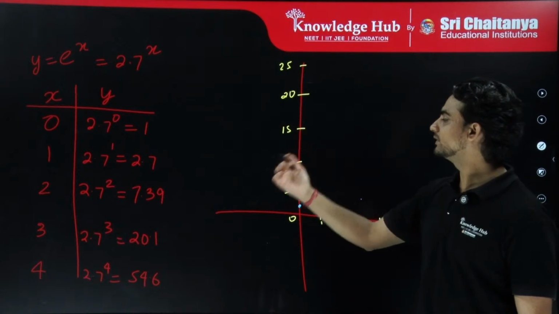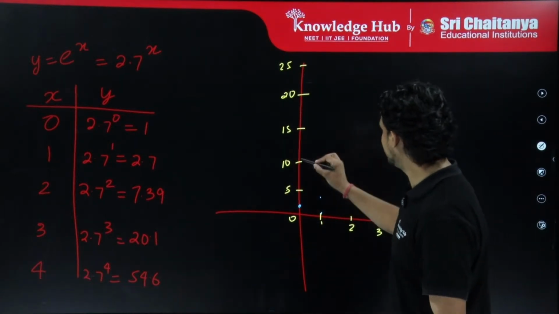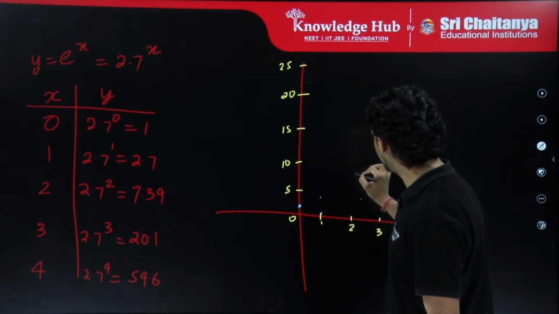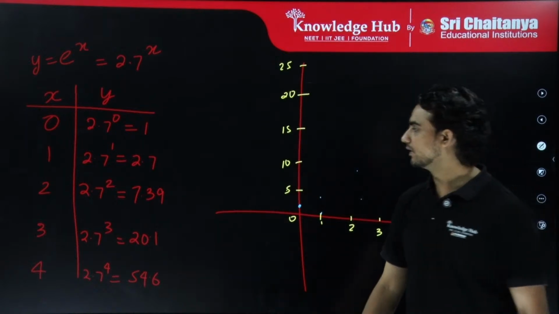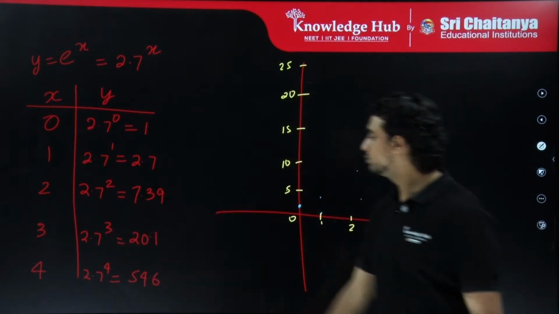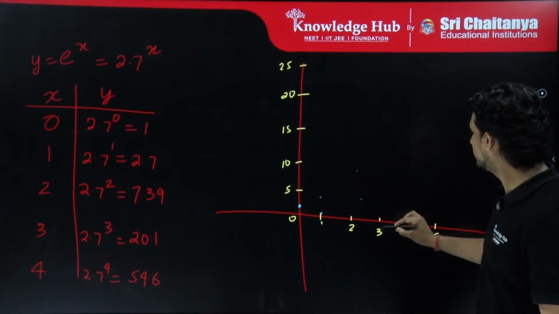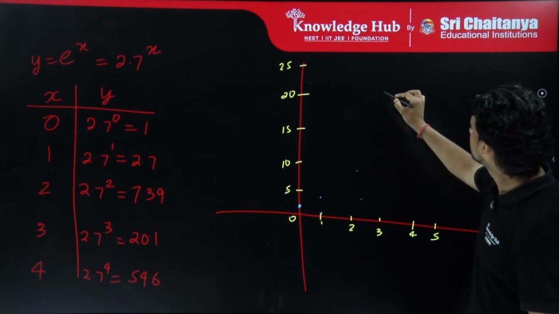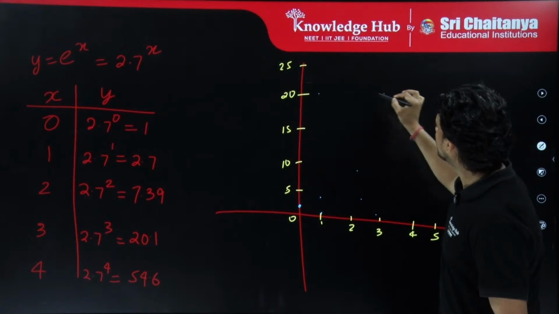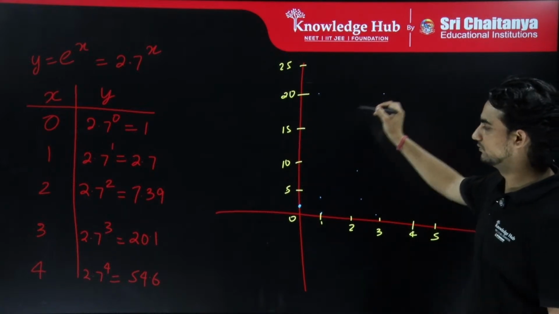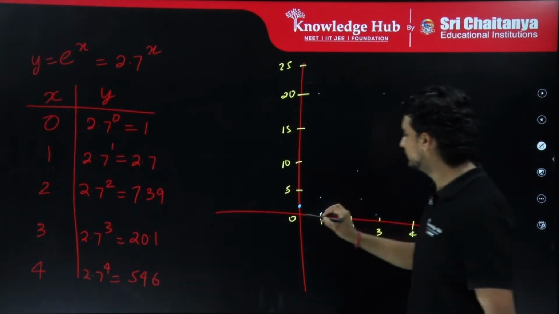Now for x equals 2, what is the value of y? 7.4. So this is 10, 7.4 will lie somewhere here, right? Now x equals 3, what is the value of y? 20.1. So it will come here, right? Now for 4, it is 54, it is going out, so let's just try to make it.